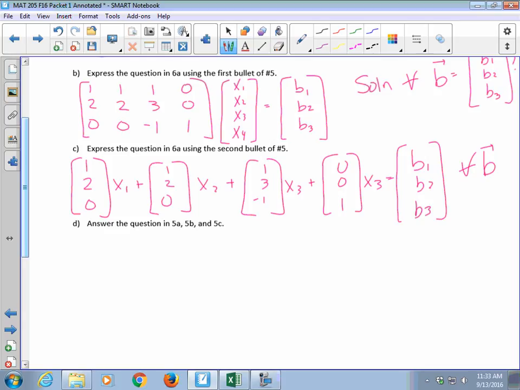So the second bullet said in words, every column vector B, no matter what you pick for B, you can create it by taking a linear combination of the columns of A. We just don't know what the weights are yet. We would have to solve for them. Answer this question, right? I want to know, is it possible for every single B, no matter what I pick, to find those weights, x1, x2, x3, and x4? I wrote x3 twice.